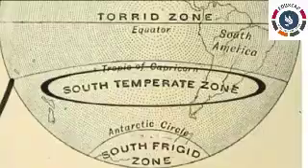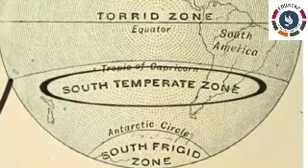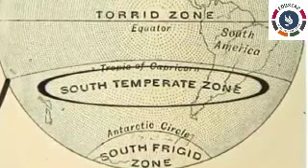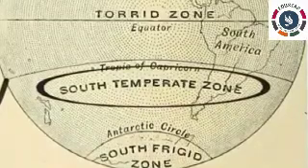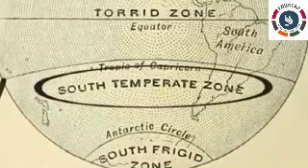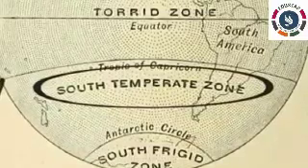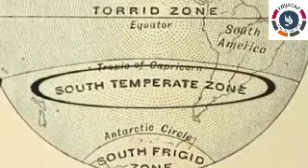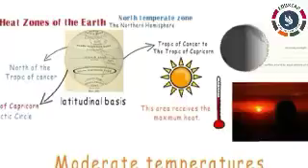Now, heat zones of the earth. The midday sun is exactly overhead at least once a year on all latitudes in between the Tropic of Cancer and the Tropic of Capricorn. This area therefore receives the maximum heat and is called the torrid zone.